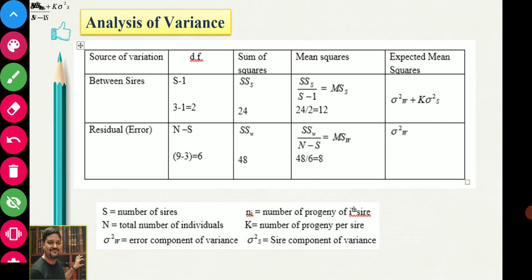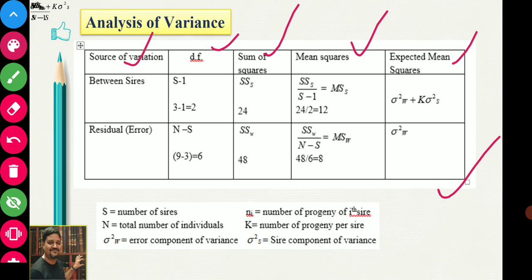Now you have to prepare the ANOVA table. The components of the ANOVA table are sources of variation, degree of freedom, sum of square, mean sum of square, and another one, the expected mean square. In heritability estimation, you have to write a separate column, expected mean square.